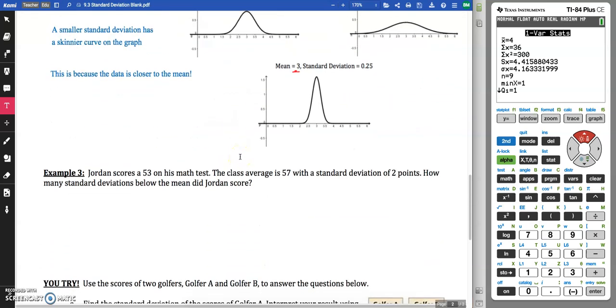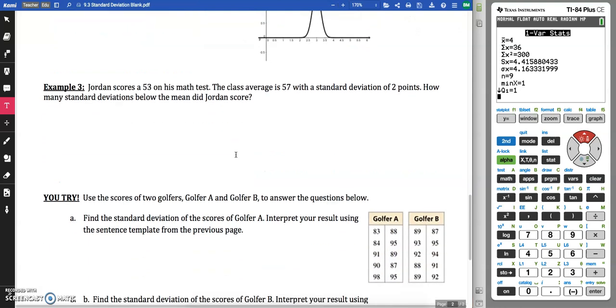All right, so one more example together, our last example together. It says Jordan scores a 53 on his math test. The class average is 57, so that's our mean, and the standard deviation is 2. How many standard deviations below the mean did Jordan score? So this number here is his actual score, this is our mean, and this is our standard deviation.